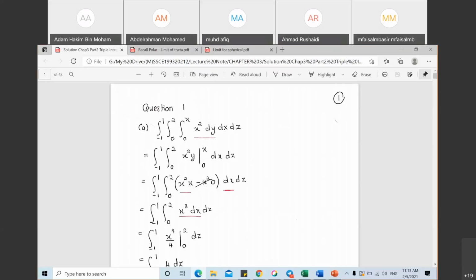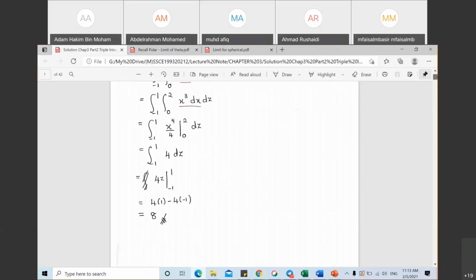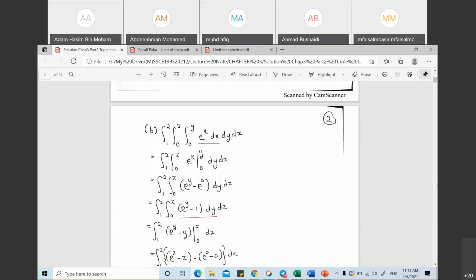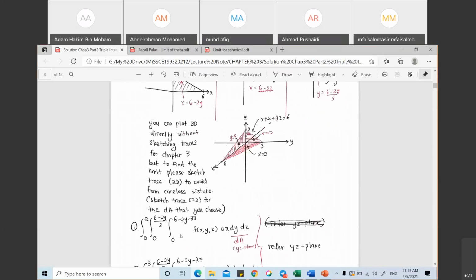Okay, we have learned about the triple integral for Cartesian coordinate. So any question about that? I think there is something wrong here, right? For this question. Yes, there is something wrong here. So what is the correct limit here?